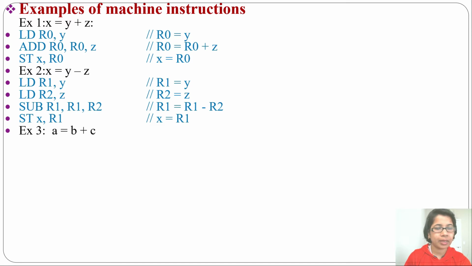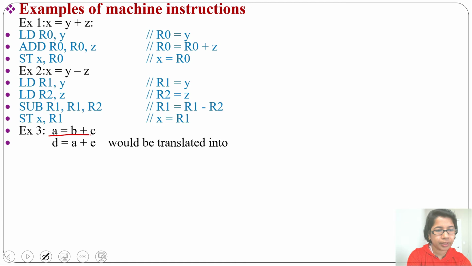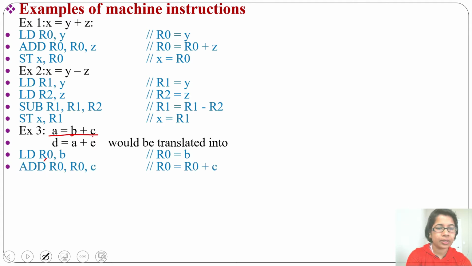Let's see another example: A = B + C and another statement D = A + E. Now first we will write for A = B + C. First thing, we need to load the operand into a register. So LD R0, B means B content will be loaded into register R0. Then I can do direct addition or I can load C into a register. Let me do direct addition. So ADD R0, R0, C means R0 content will be added with C content and stored in R0. Now R0 contains B plus C. Next I need to store. So ST A, R0: whatever the R0 content is will be stored in A.